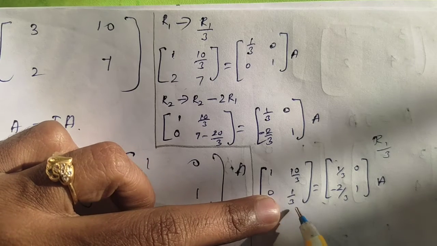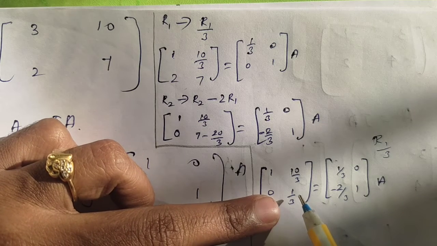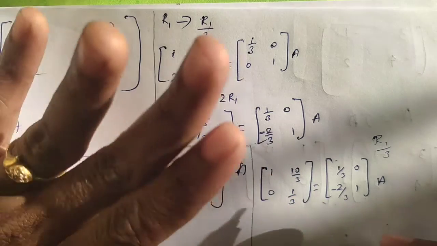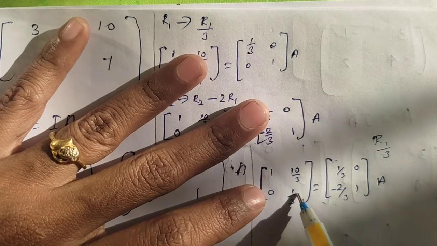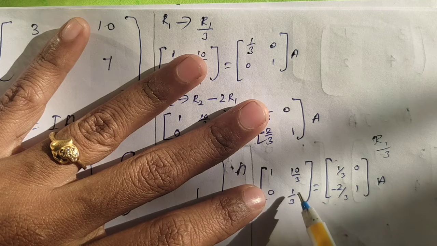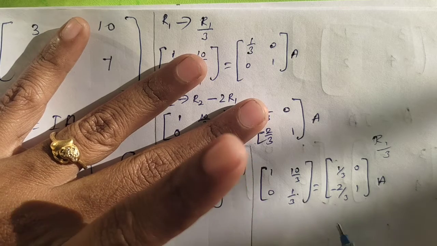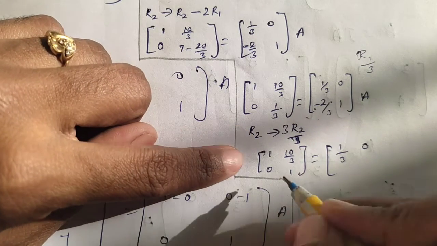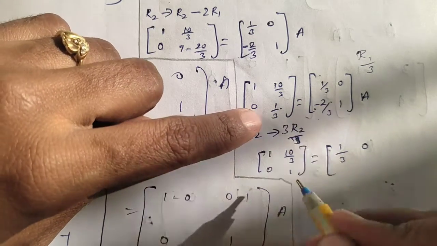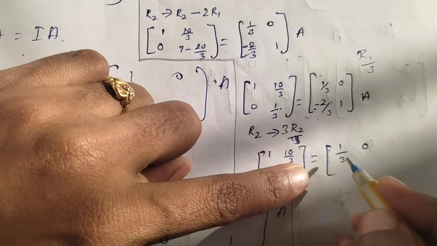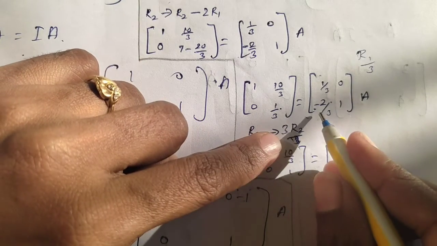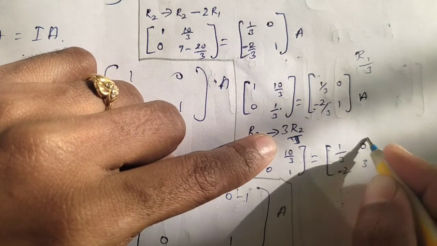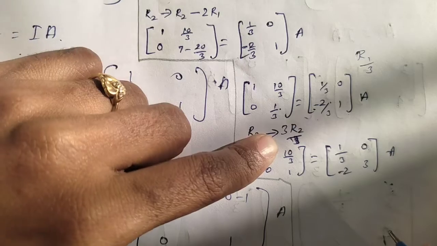I should make this element 1 without any help of the rows. I'll just multiply this element by 3, so that 3 by 3 will become 1. I'll multiply by 3, 3 into R2. So 1, 10 by 3, 0, 1 is equal to 1 by 3, 0. I'll multiply by 3, so it will become minus 2. Here again 3 into A.